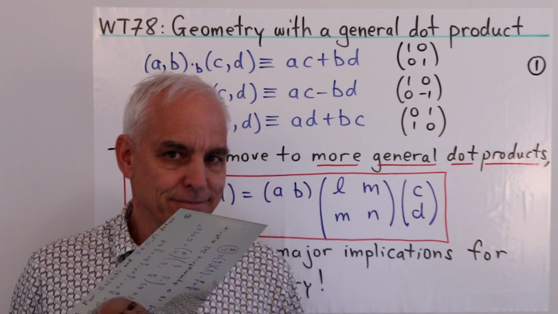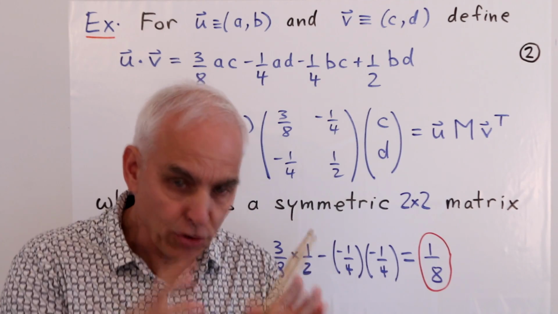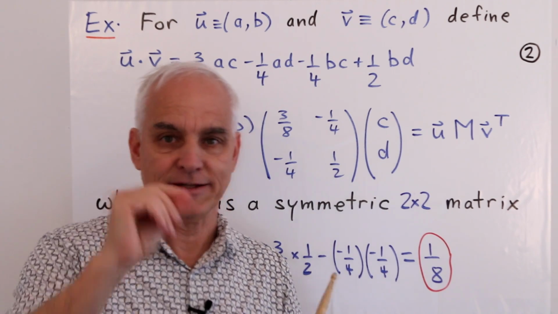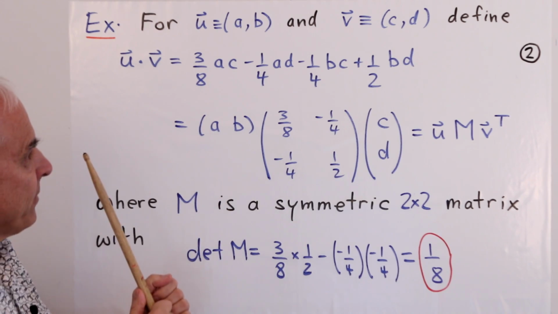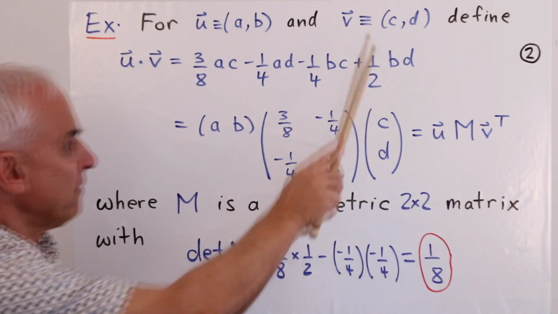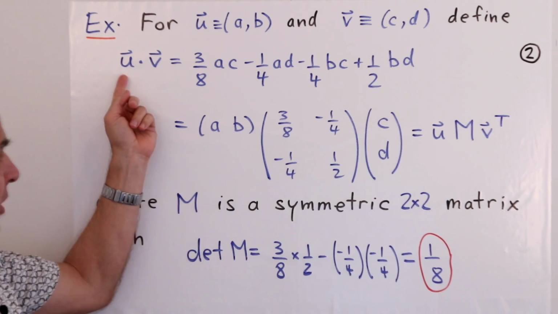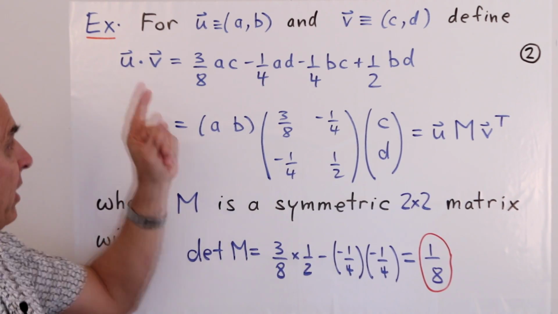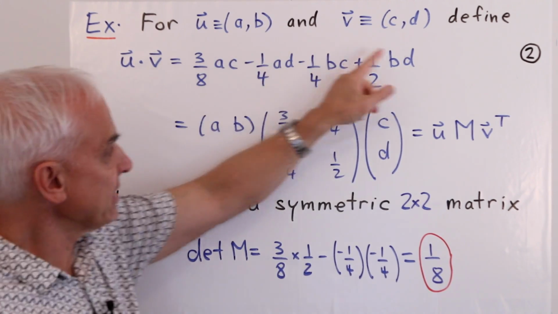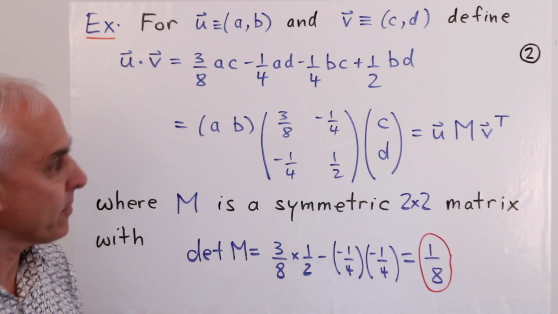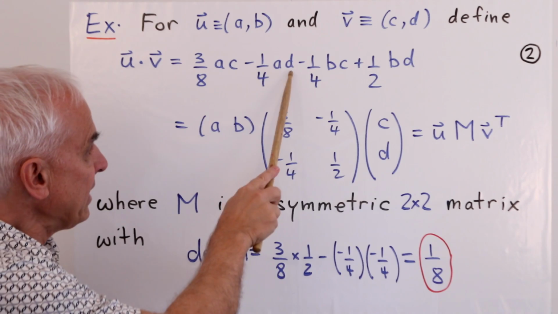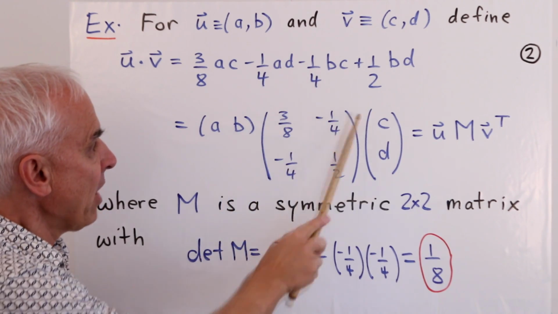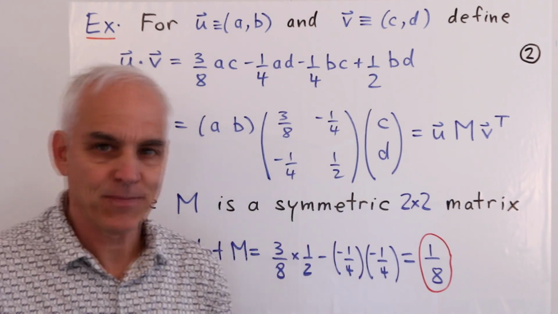So today let's have a look at an introduction to understanding this very general kind of planar metrical geometry. To really get to grips with this, let's have a good look at an explicit concrete example. We're going to introduce the following dot product. U is the vector (A, B), V is the vector (C, D), and now here is the dot product that we're going to be considering. U dot V is this number right here: 3/8 AC minus 1/4 AD minus 1/4 BC plus 1/2 BD.